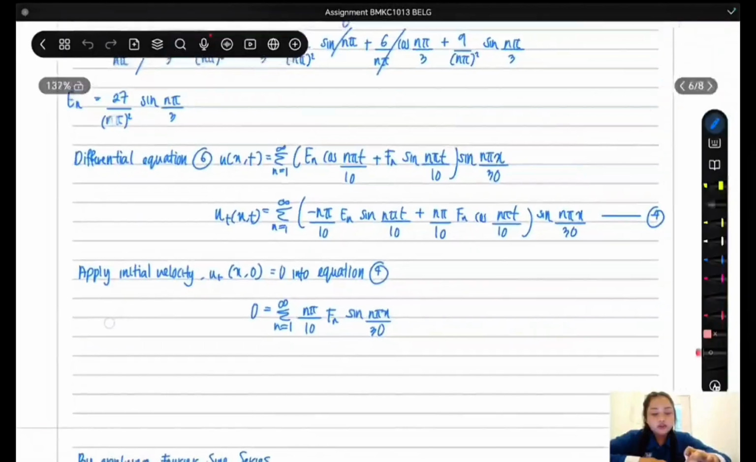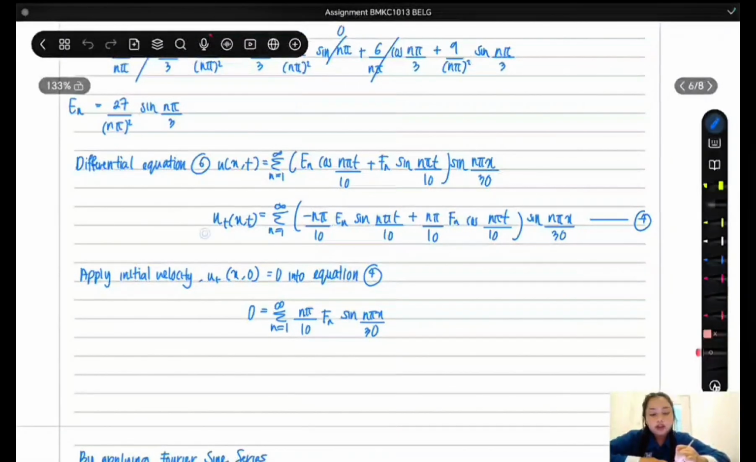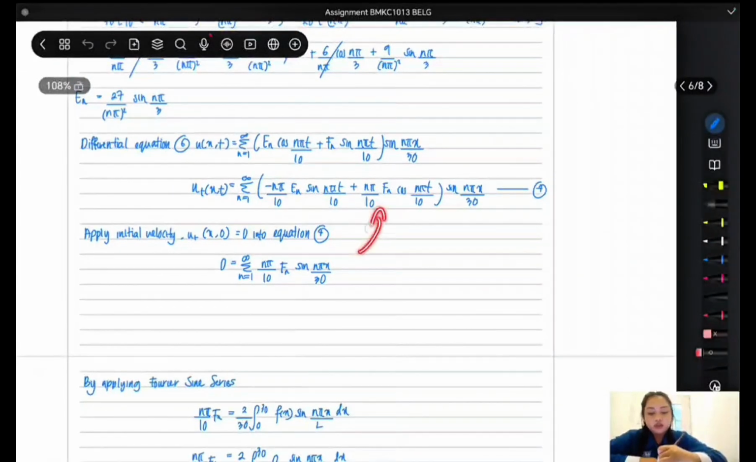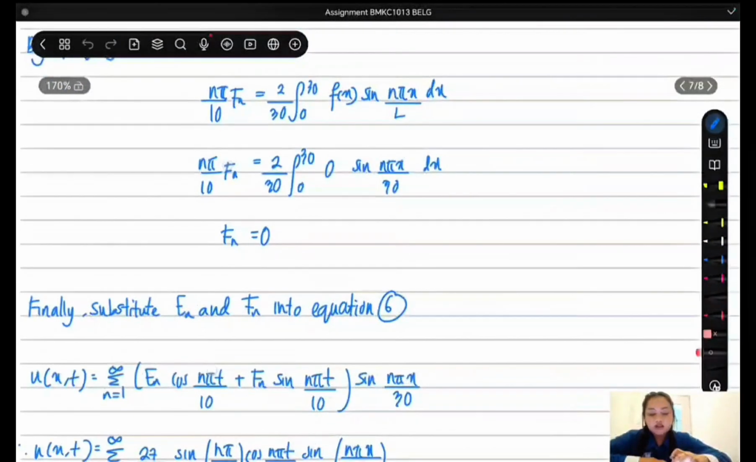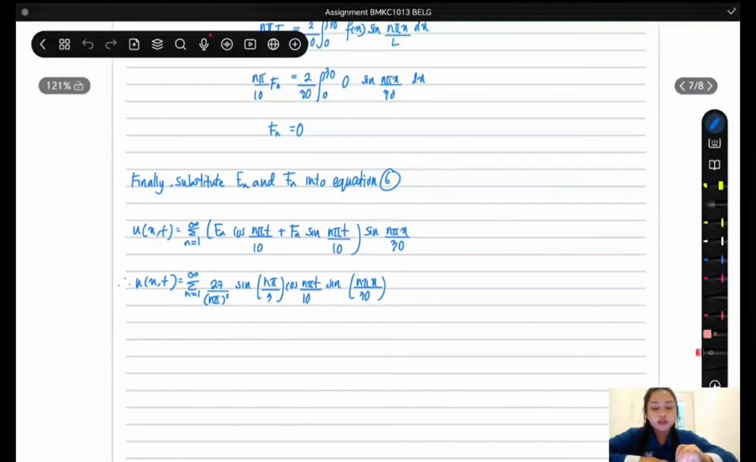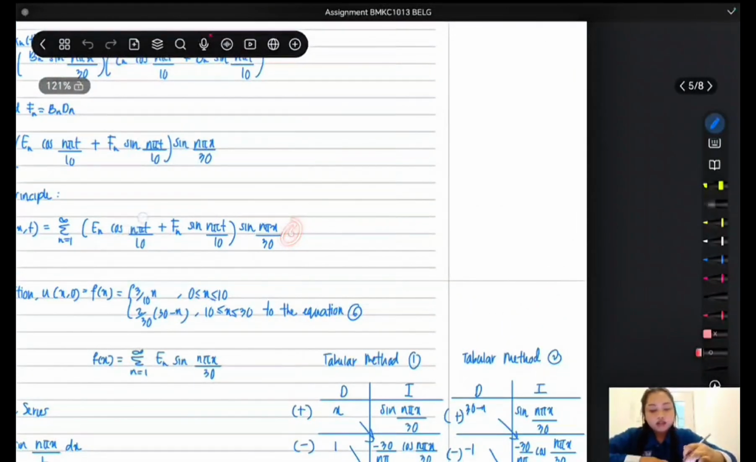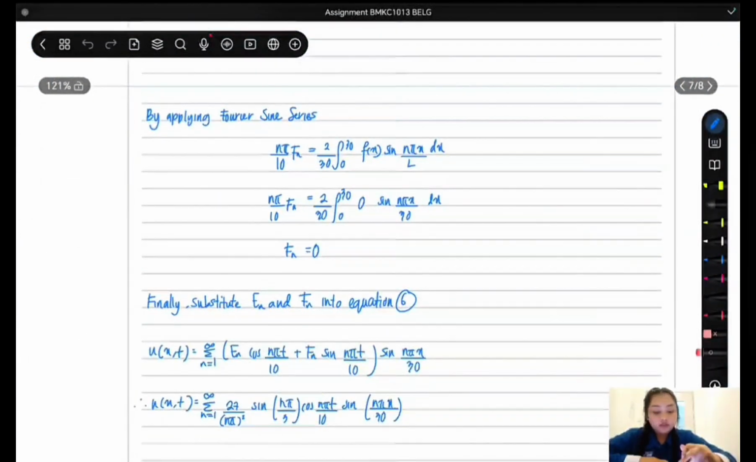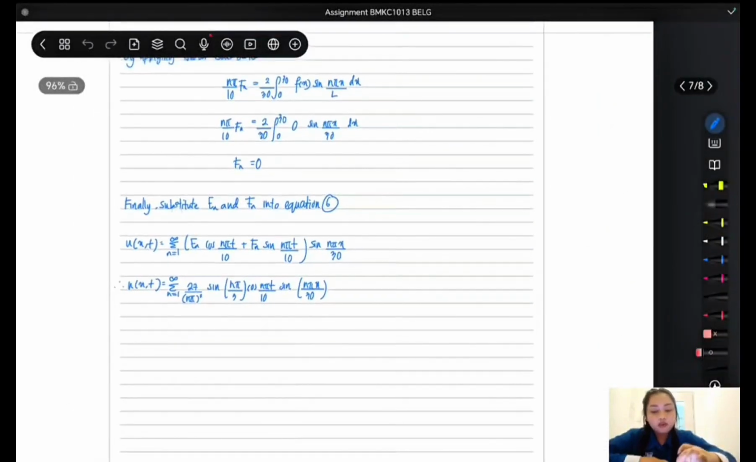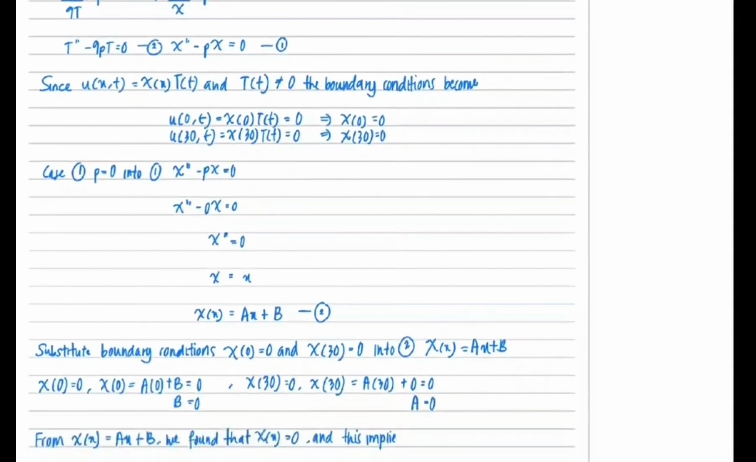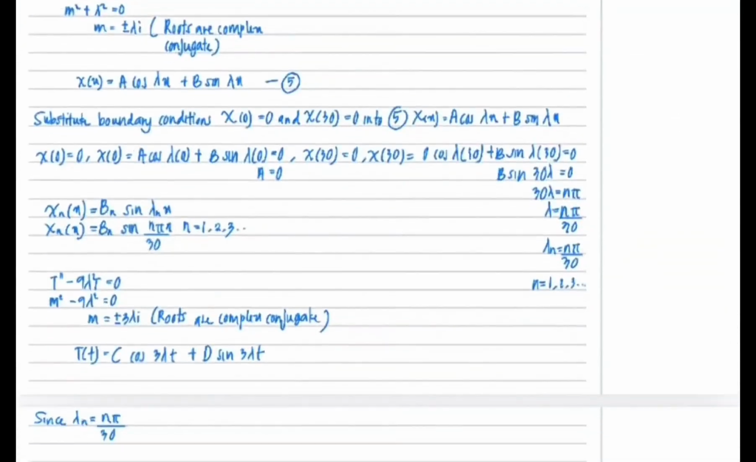So right now we're going to differentiate u_t and we'll get this. And now we're going to apply the initial velocity into this previous equation to obtain what is Fn. So we obtain Fn equal to 0. Finally, we're going to substitute En and Fn into equation number 6 for the general solution, and we will get the final answer, which is this. Thank you. And this is the full solution of question 2b.